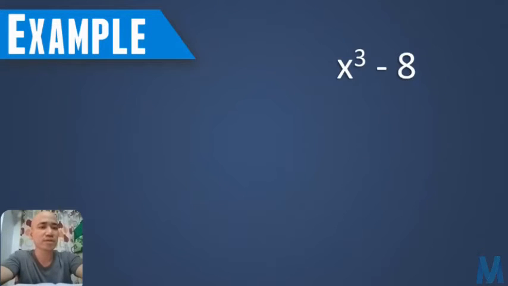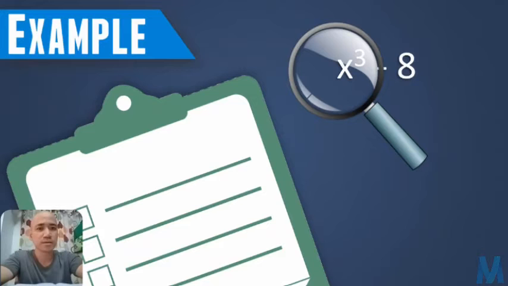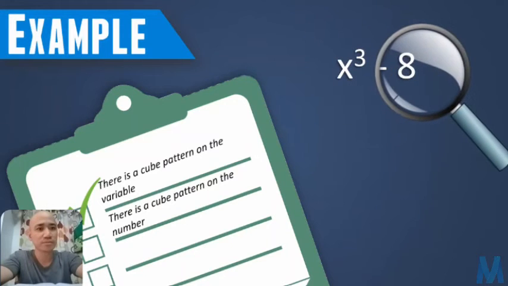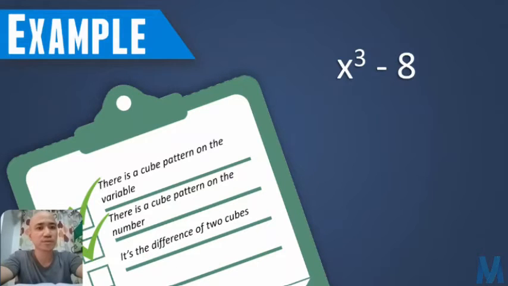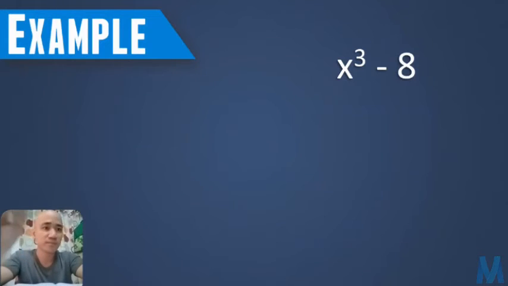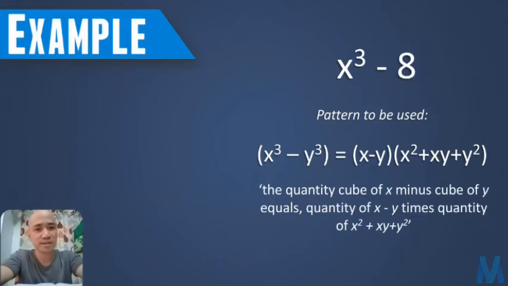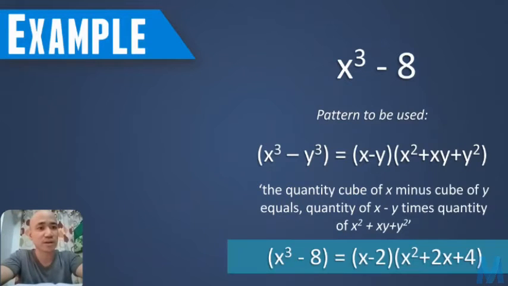Now, example, we have x cubed minus 8. There's a cube pattern on our variable. Check. Our number is a perfect cube. Check. And it's the difference of two cubes. Check. So, gamitan natin sa pattern. So, the factored form of x cubed minus 8 is equal to x minus 2 times quantity x squared plus 2x plus 4.